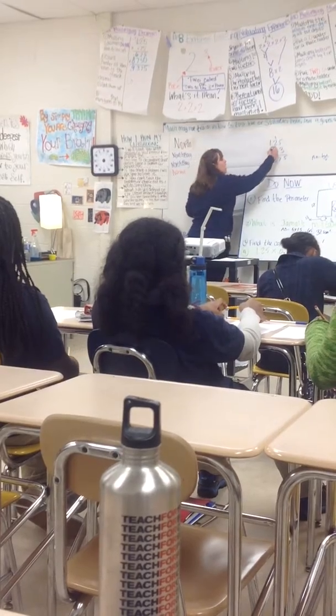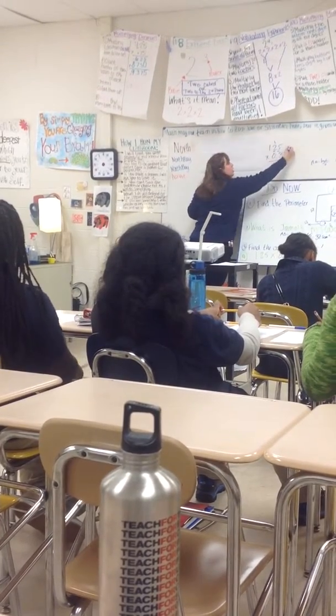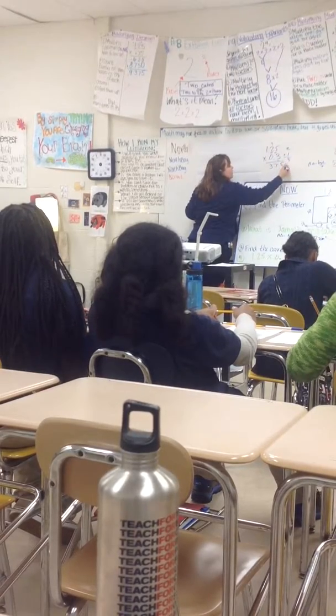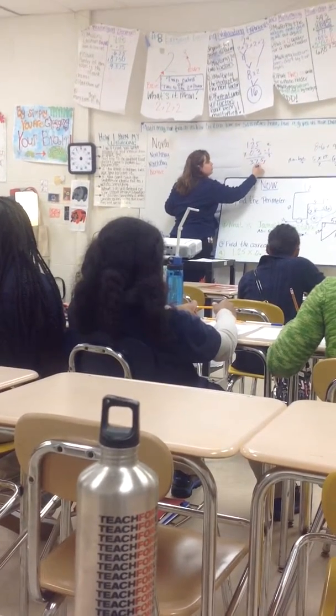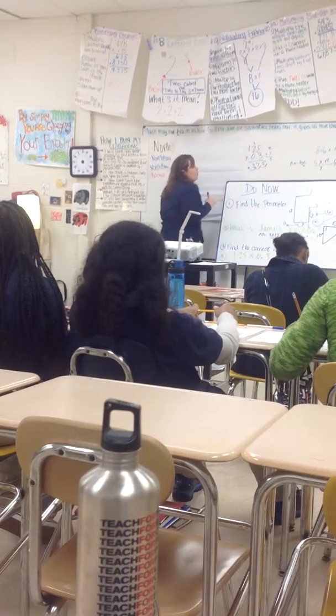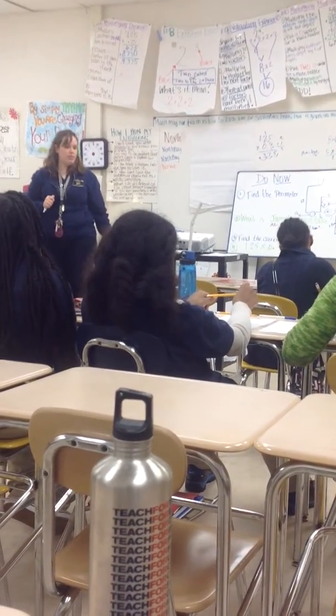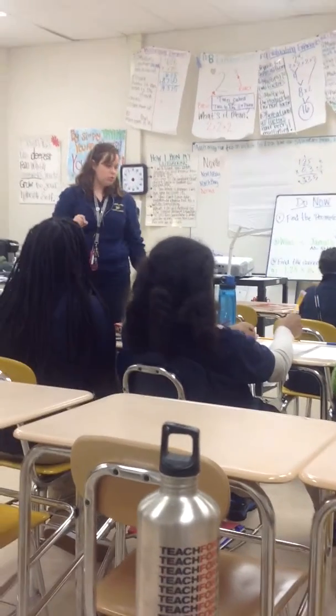Excellent. So how many digits do I have to the right of this decimal? 2. How many digits do I have to the right of this decimal? 1. So how many times am I scooting that decimal over? 3. 1, 2, 3. So 375 thousandths is your answer. Check it if it's right, fix it if it's wrong.